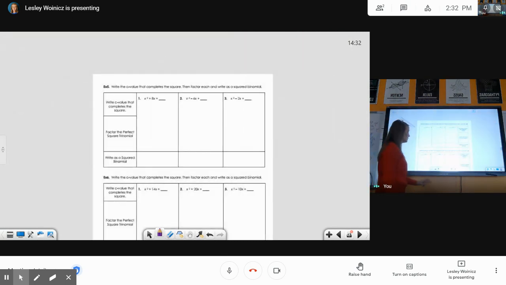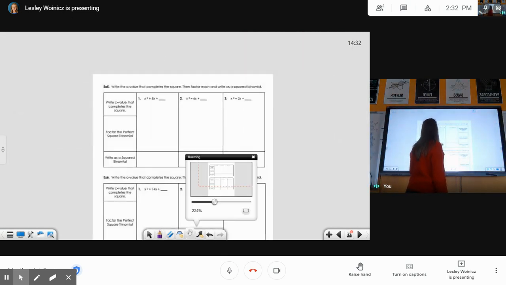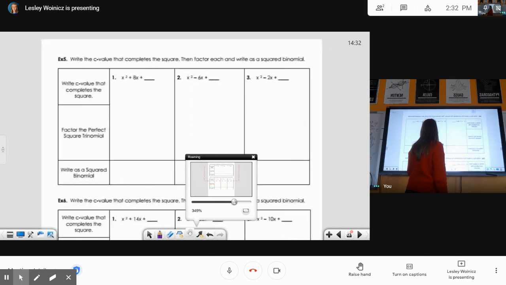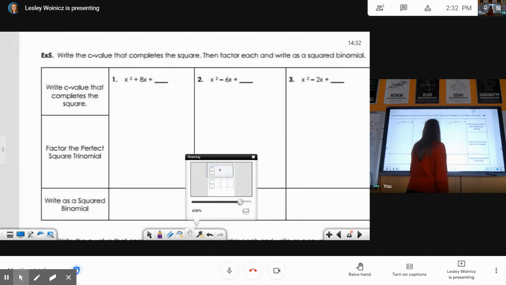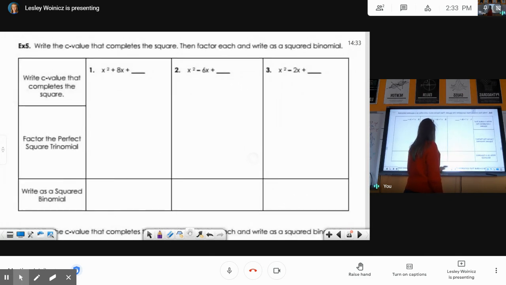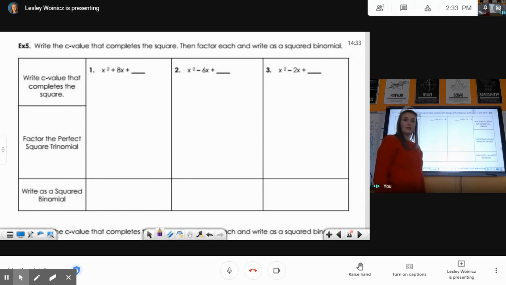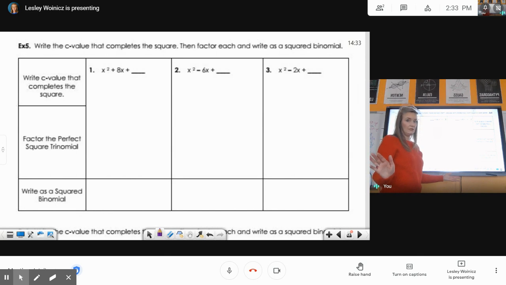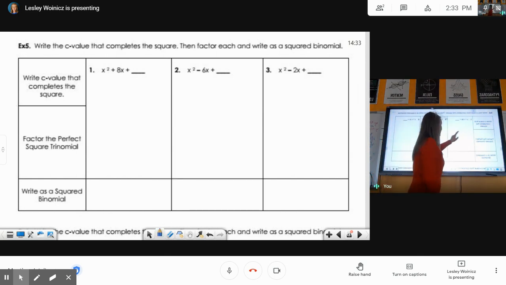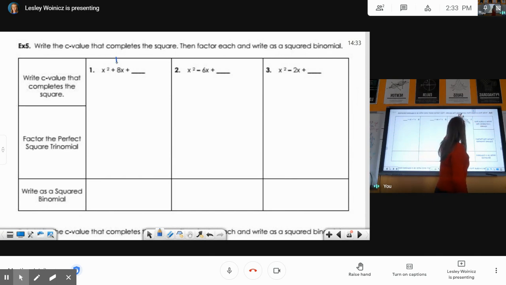Okay, let's do example 5. I'm going to do example 5 with you, and then we're going to look for a pattern. And then you can be done. You can stop the video. If you want to do number 6, you can, but you don't have to. Okay. Step 1, write the C value that completes the square. So we take the B, we chop it in half, we get a 4. We square the 4, we get 16.